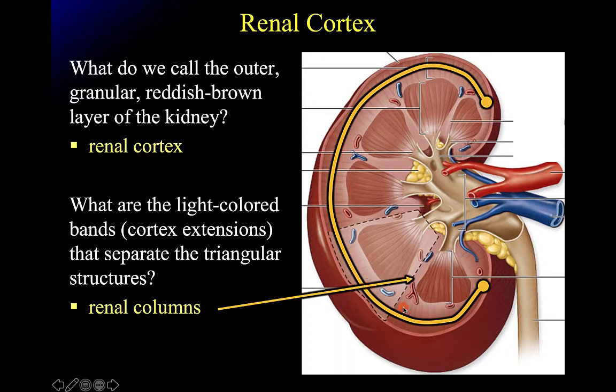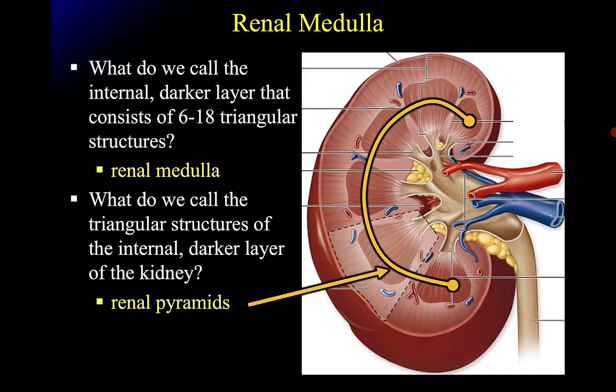And we can see that generally that is lightly colored compared to that more middle area that consists of a number of triangles. Now, there are extensions of this cortex right down here which go in between the triangles of the renal medulla. And so we refer to those as the renal columns. So renal columns are really within the renal medulla, the middle layer, but they are extensions of cortex-like tissue and largely are going to be pathways for blood vessels.